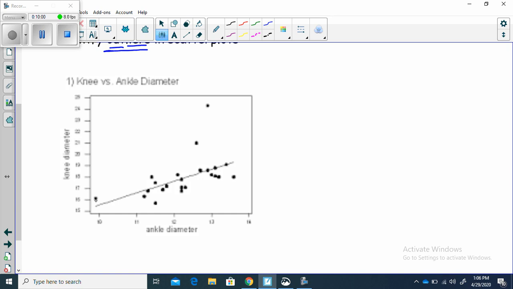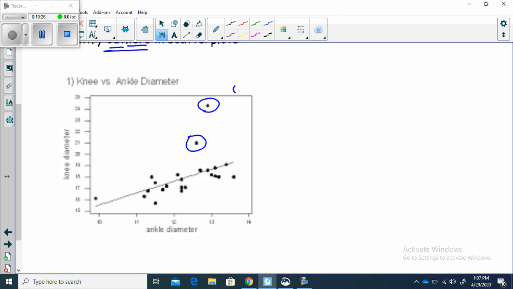Very small people might have an ankle to knee diameter that was close to the same. And look, most people do, but I've got 2 points that don't fit. I've got 2 people whose knees are a lot bigger than everybody else's compared to the ankle size. I've got people who may have the same size ankles as other people, but their knees are a lot bigger.